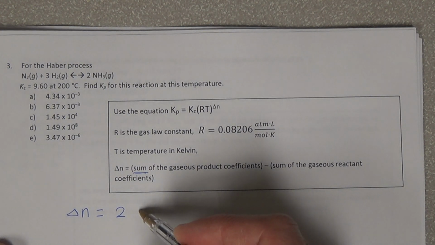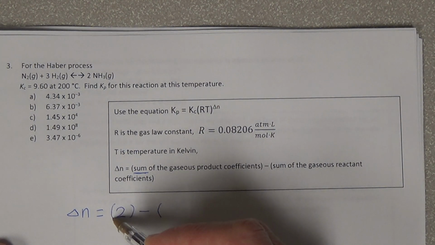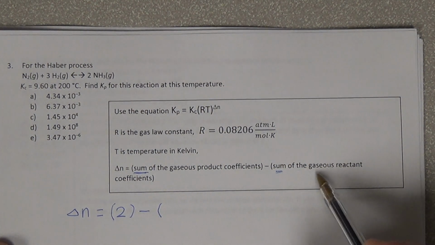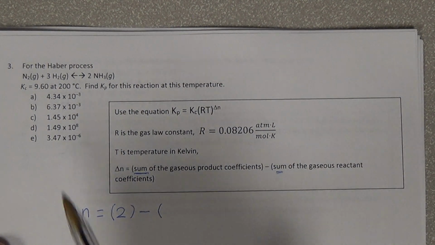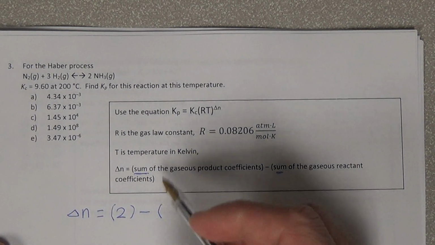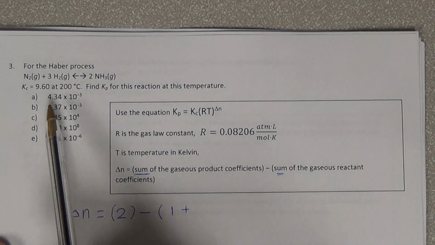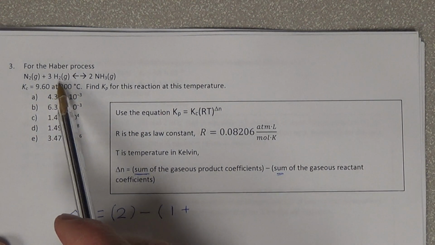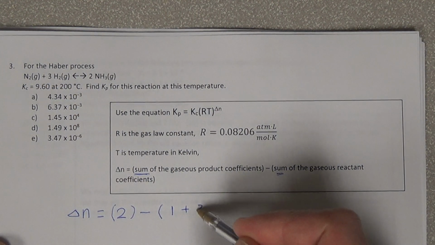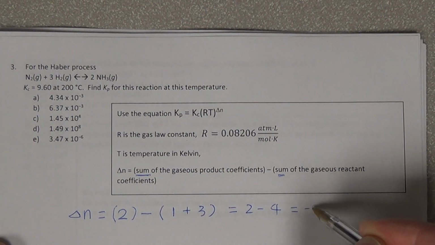And then we will subtract the sum of the coefficients of all those gaseous reactants. The sum of gaseous reactant coefficients: we have one gaseous reactant, which is N2 gas, coefficient is 1. Okay? And then plus the other reactant is also gaseous, which is H2. H2 has a coefficient of 3, so therefore 1 plus 3. And then you get 2 minus 4, you get negative 2.